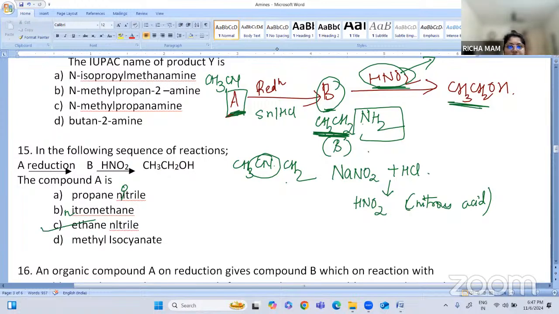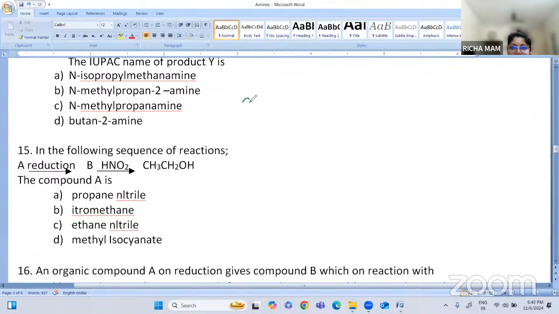Option number C. So here, what all things we have to remember? What is the role? Reduction, we can use Sn/HCl. Now whenever you have a nitrile group, CN, I'll write the steps from the start. If I have CH3CN, CN means a nitrile group, that is cyanide, C triple bond N.